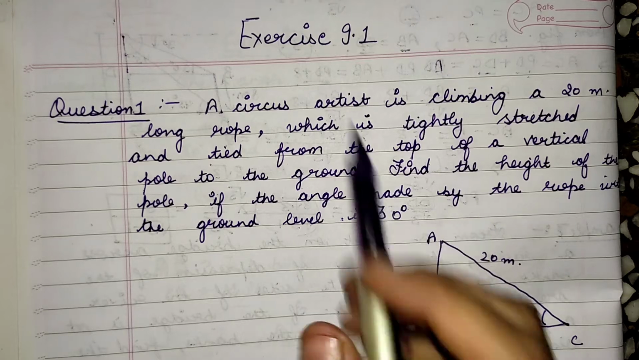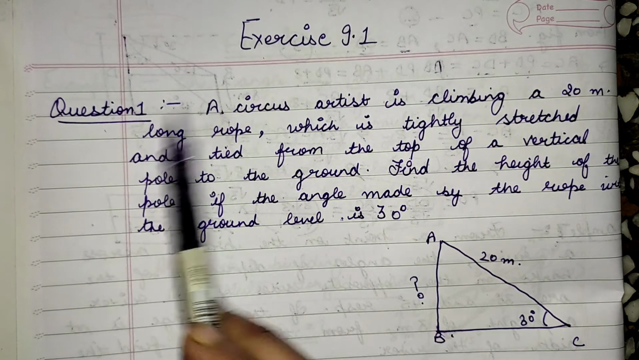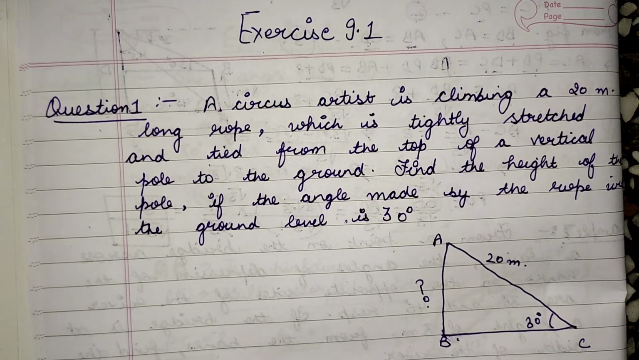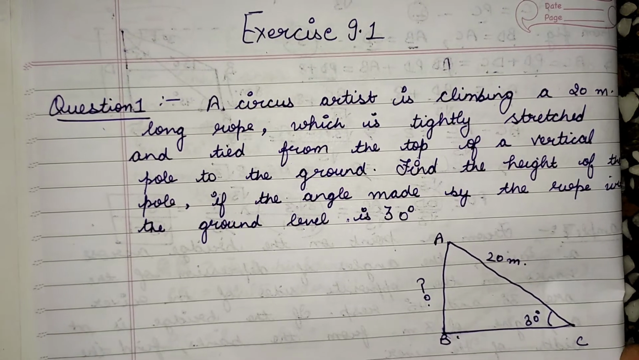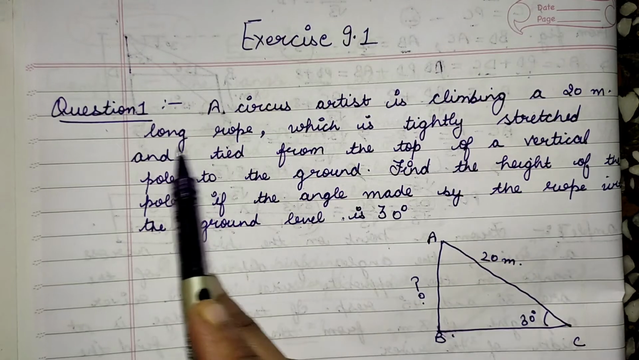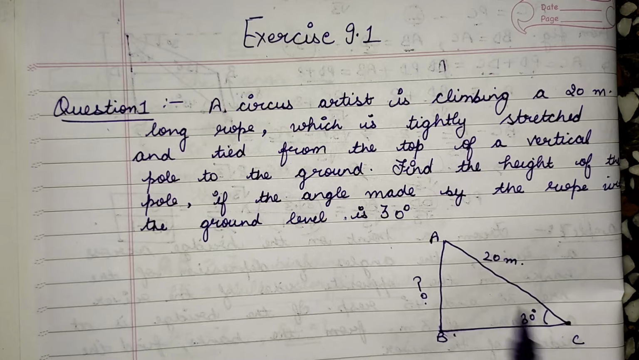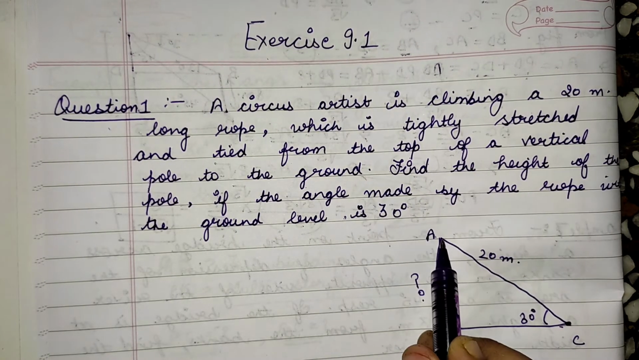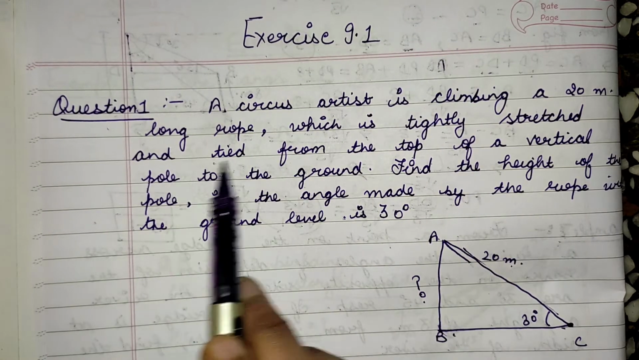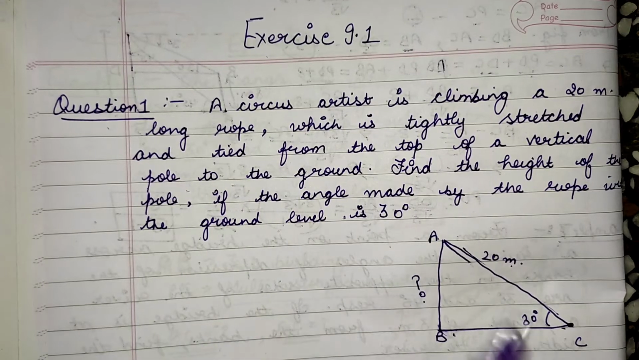So now let us start our today's topic, which is exercise 9.1, question number 1 of class 10th. So what does the question say? The question says that a circus artist is climbing a 20-meter long rope. So there is a circus artist climbing to the top of the rope, which is 20 meters, tightly stretched and tied from the top of the vertical pole on the ground.